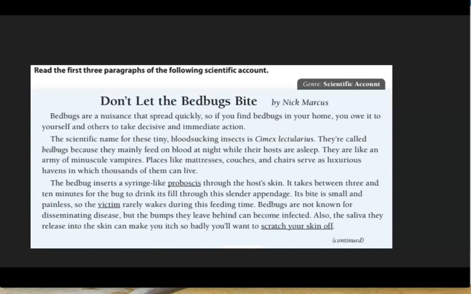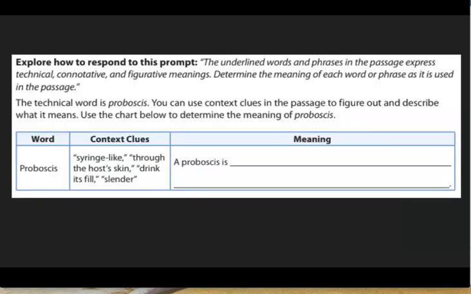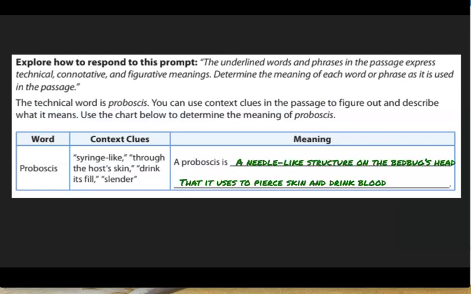Proboscis. Okay, it inserts a syringe-like proboscis through the host's skin. We also see the words "slender appendage," and so we can get a visual of what this is. It is a needle-like structure on the bedbug's head that it uses to pierce skin and drink blood. So the context clues we've got are "syringe-like," "through the host's skin," "drink its fill," and "slender." I'll give you a second to write that down.